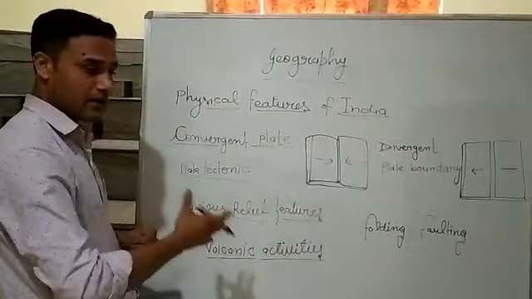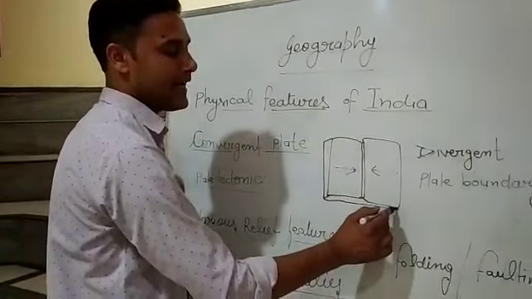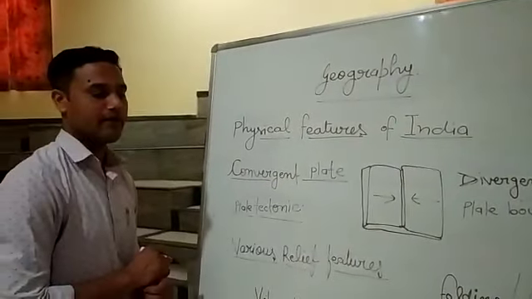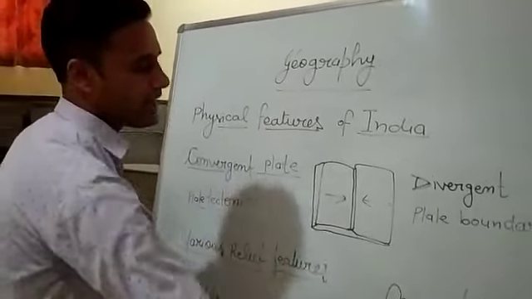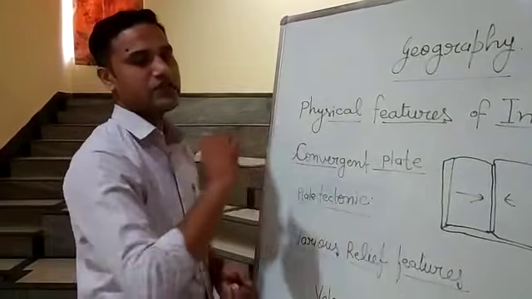And when they collide, or you can say when they get folded, that is folding. So folding and faulting are two activities that happen due to the different processes, forming various relief features on the earth.